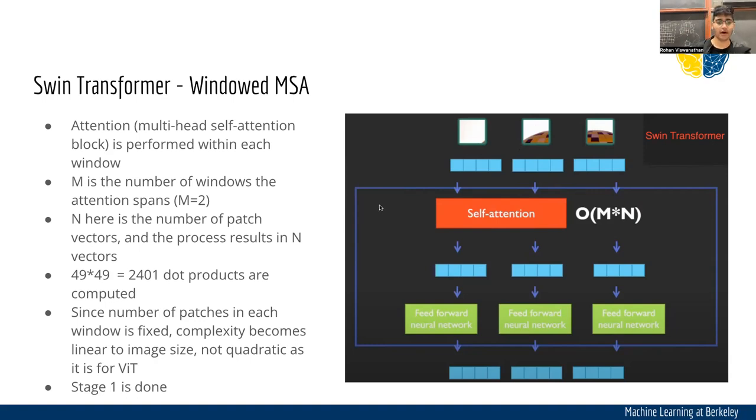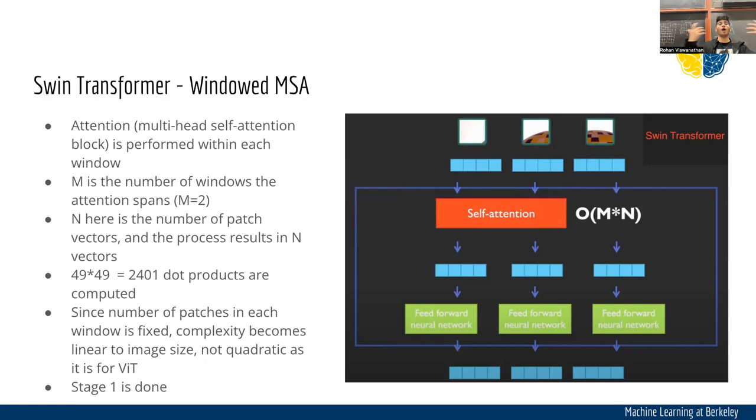In our example, we're taking 49 by 49 because we have two of these windows, each with 49 patches. We're computing self-attention, cross-attention within both of these 49 by 49 patches.